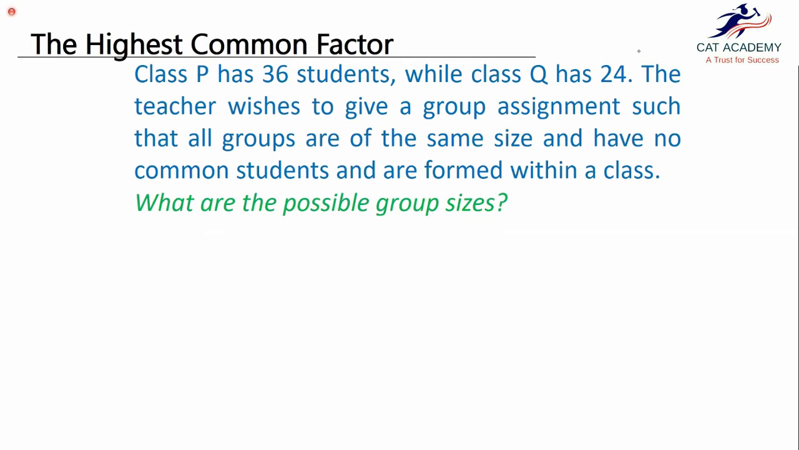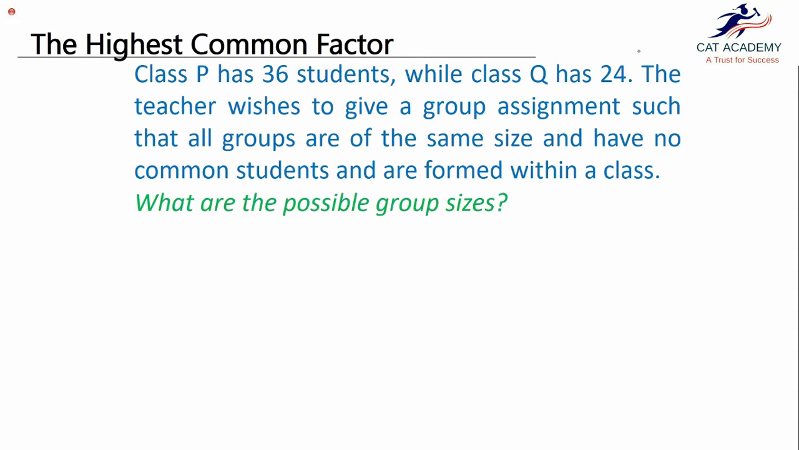Say a class P has 36 students, class Q has 24. The teacher wishes to give a group assignment such that all the groups are of same size and have no common students and are formed within a class. What are the possible group sizes? If I want class P to be divided into certain number of students, what are my possible choices?